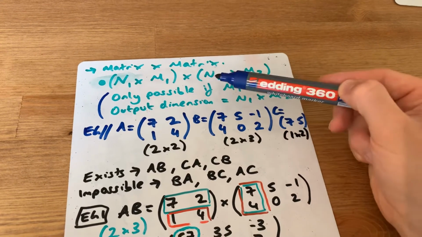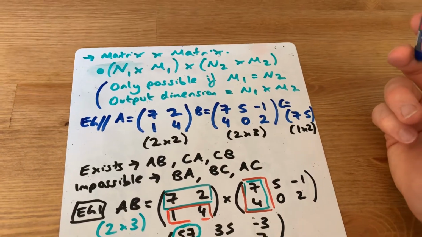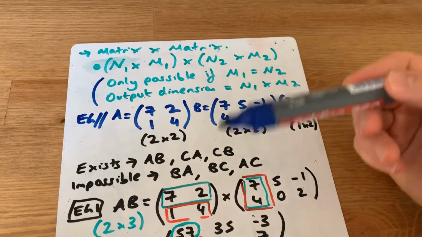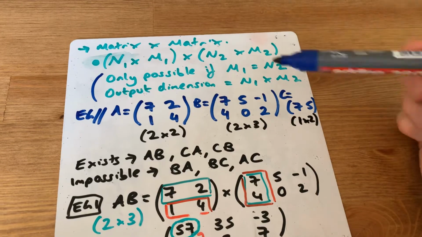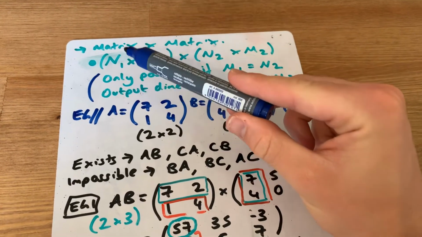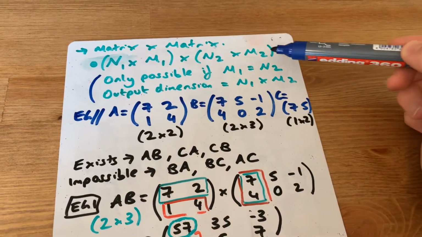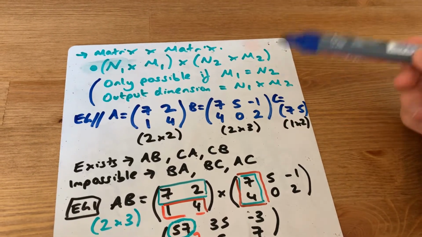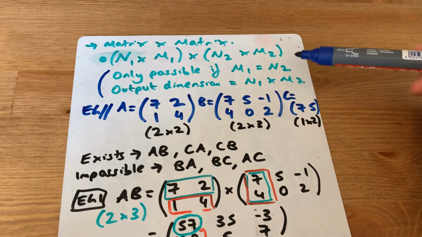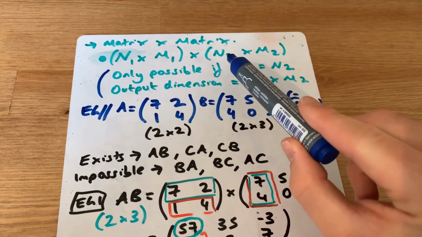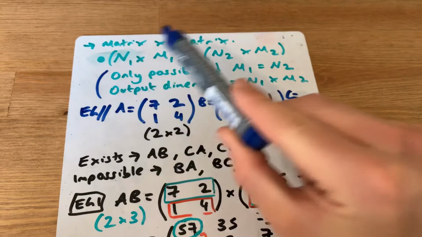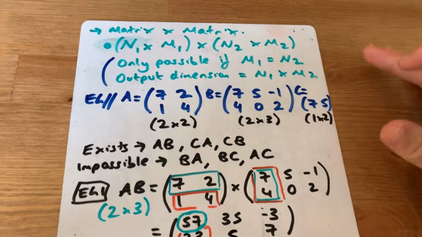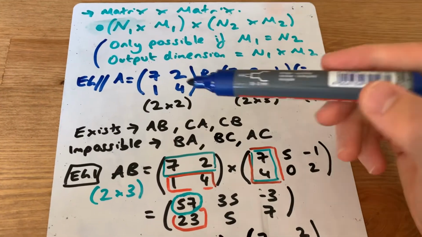That's the possibility criteria. Once we've considered that, the output dimension of our resultant matrix will actually be the number of rows from the first matrix multiplied by the number of columns from our second matrix. Okay, so I hope this makes sense. Just take a little bit of time to get your head around this. These two have to be the same in order to complete the calculation, and these two will be the dimensions of my output matrix.